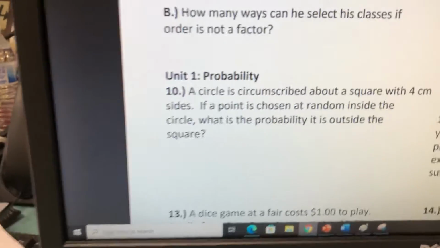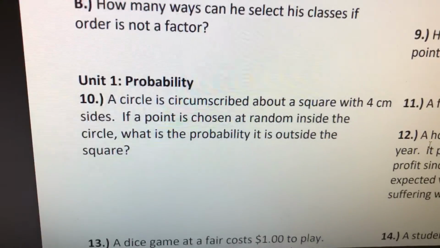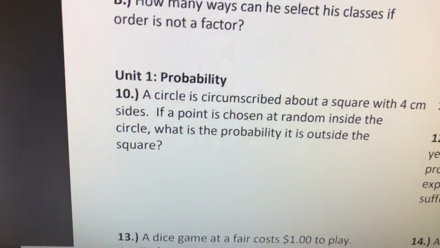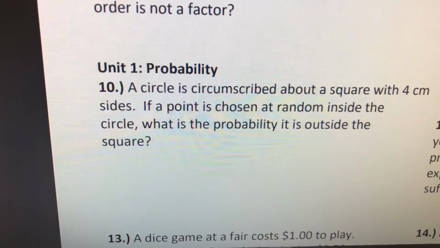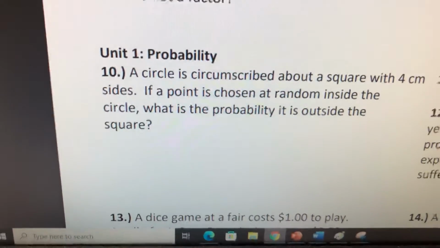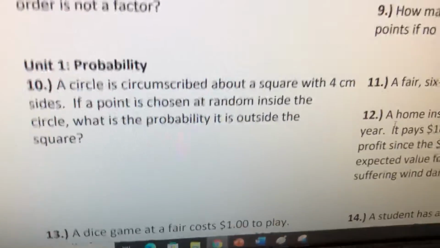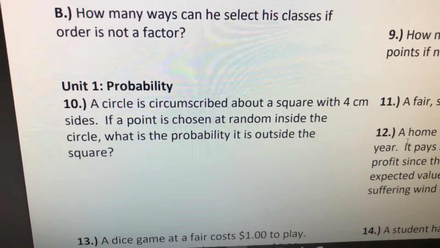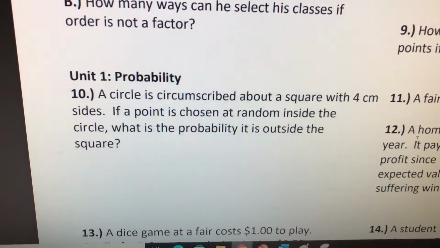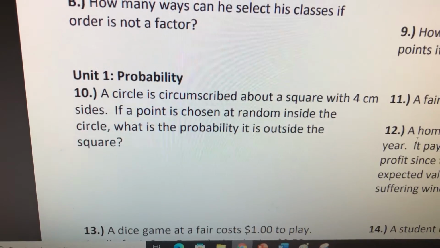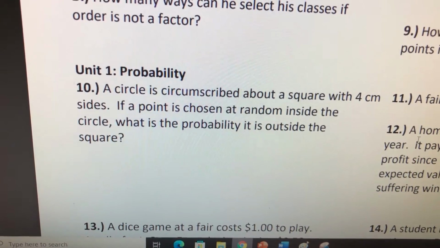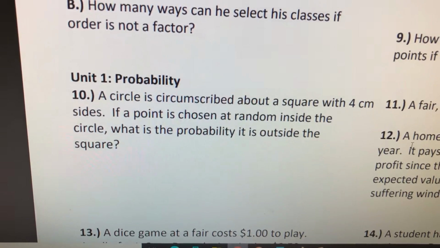Of course, we know probability is the number of successes out of the total number of possibilities. So really just counting problems like we were doing previously. Number 10, though, is a geometric probability problem. A circle is circumscribed about a square with 4 centimeter sides. If a point's chosen at random inside the circle, what's the probability that it is outside the square?